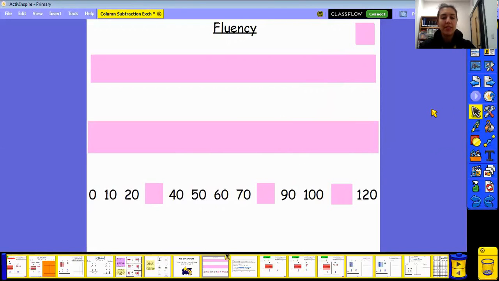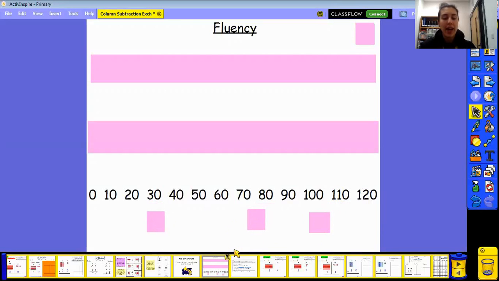Let's do the sequence again from 0. 3, 2, 1, 0, 10, 20, 30, that's right, well done. Carry on, 40, 50, 60, 70, that's right, well done. It's 80, let's carry on, 90, 100, 110, well done. 120. Fantastic.